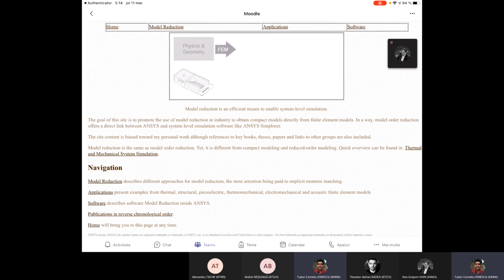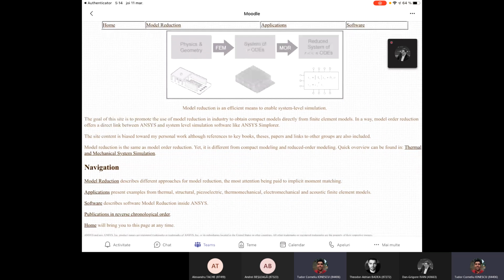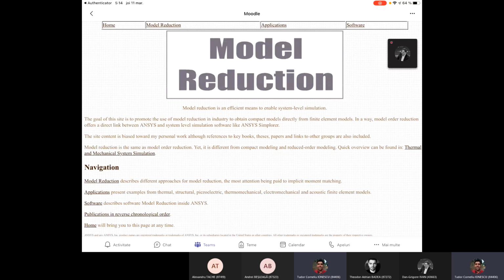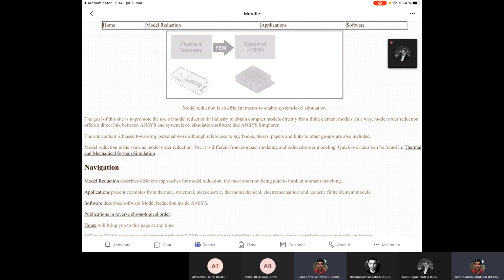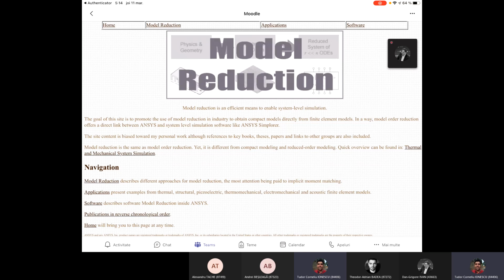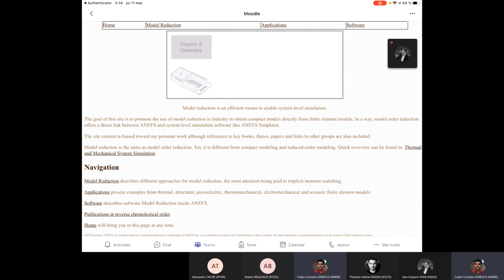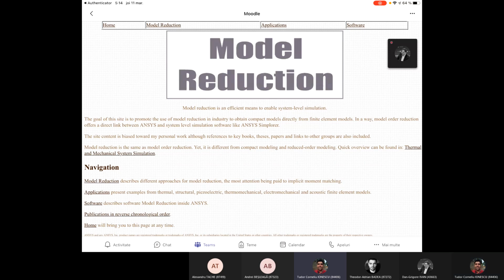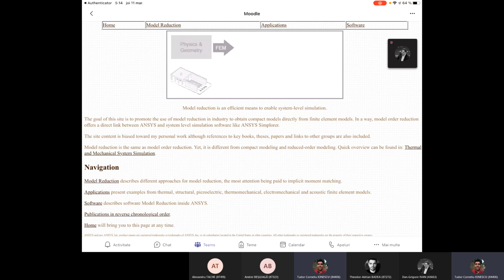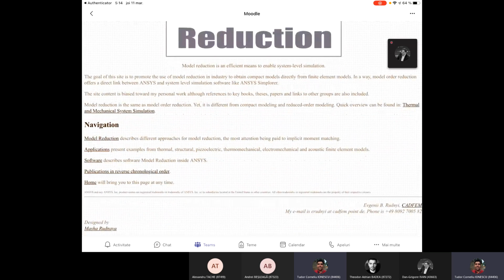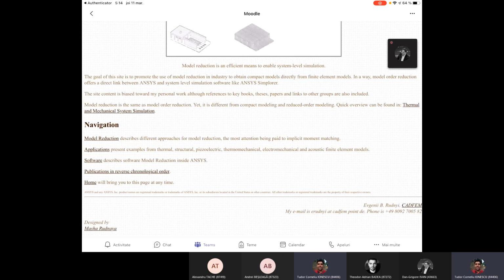So model reduction makes the links between ANSYS. ANSYS is one of the big software packages that is able to perform finite element methods. People in computational fluid dynamics use this, for instance, in aircraft engineering. Okay, the guy says here the content is biased towards his personal work. The guy has a lot of work, so you need not worry about that. So this is very interesting. So I invite you to research this website and look into it. And we're going to look into it on a lot of things.